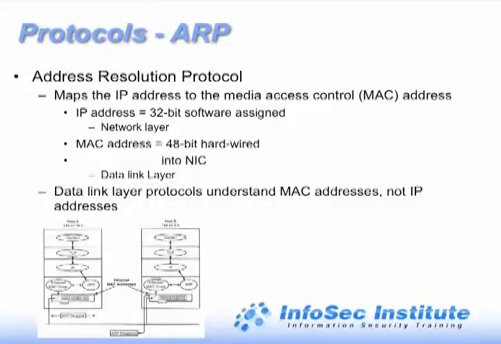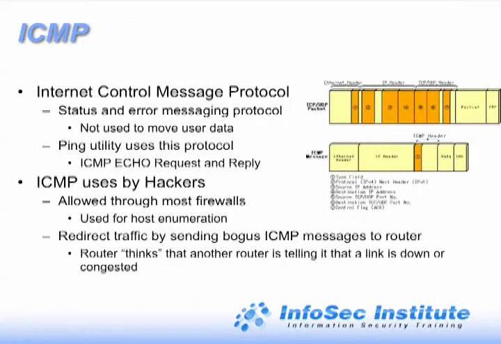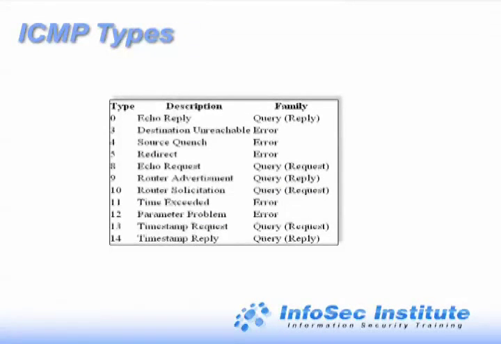You know, IP address is 32-bit. MAC address is a 48-bit hardwired. The MAC address is associated directly with the hardware. ICMP, Internet Control Message Protocol, that's going to be at the same layer as IP. So you have IP, ICMP, and then the next layer up is going to be your TCP, UDP. It's good to know the types.